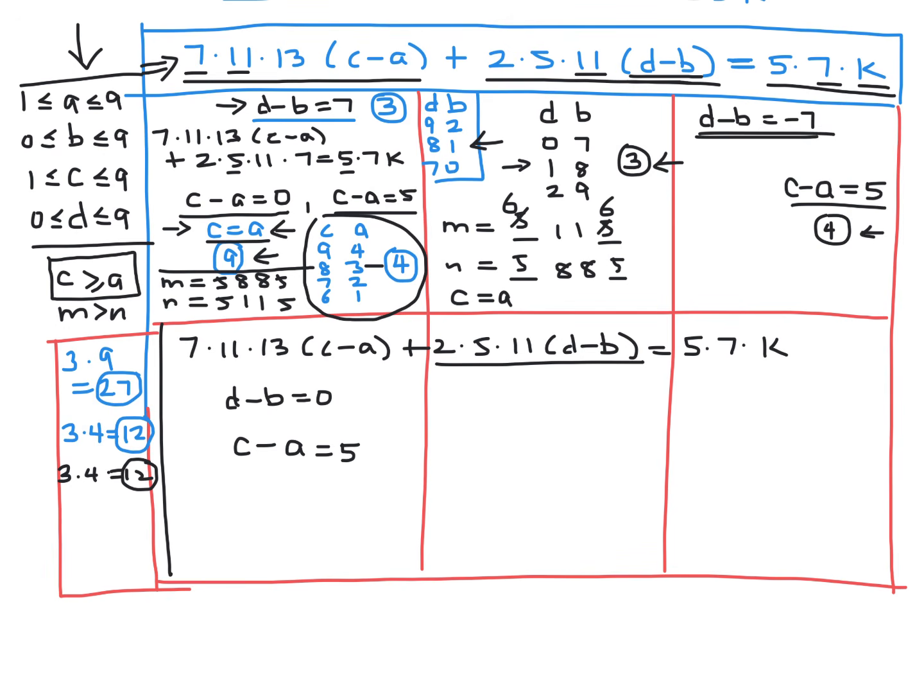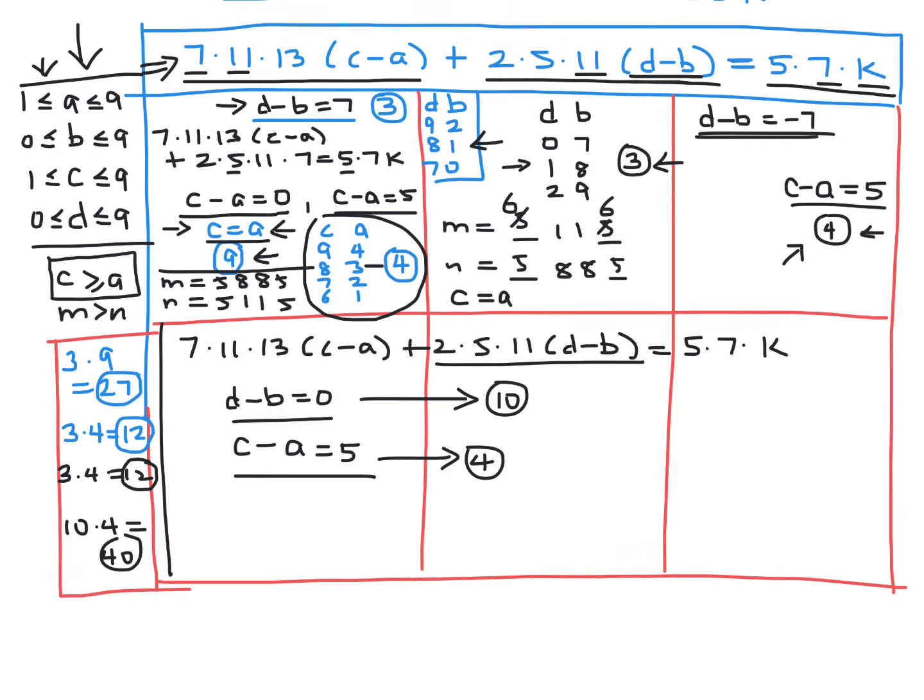So that d minus b equals 0, you can get, if you look back here, d has 10 possibilities, and so does b. So there's 10 possible ways of getting that. And then c minus a equals 5. Well, we've done that already. There's 4 possible ways of doing that. So then we get another 10 times 4, which is 40 ways of getting these two scenarios together. And I believe we're finally done.